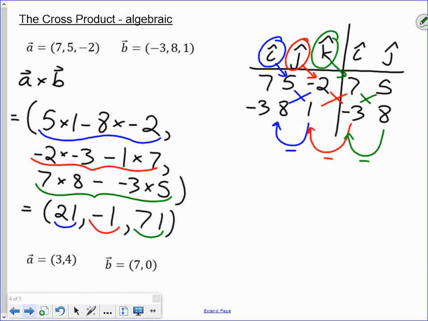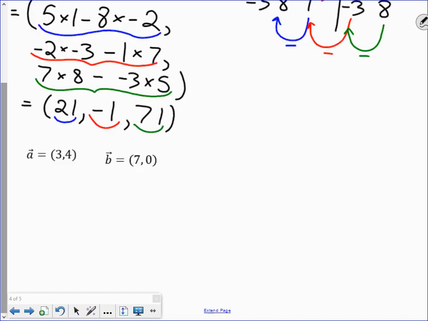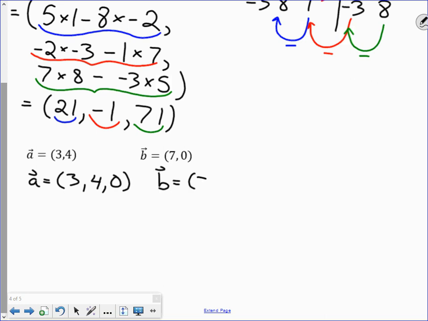So let's make sure that this formula actually makes sense. We'll return to the 2 vectors that we had on the previous slide. We have our vector A, 3, 4, and our vector B, 7, 0. Let's use this method to evaluate the cross product of those 2 vectors. First, you have to think of these 2 vectors as being 3-dimensional vectors. Right now they're 2-dimensional, so we have to add in the z component. So we'll think of A as 3, 4, 0, and we'll think of B as 7, 0, 0.